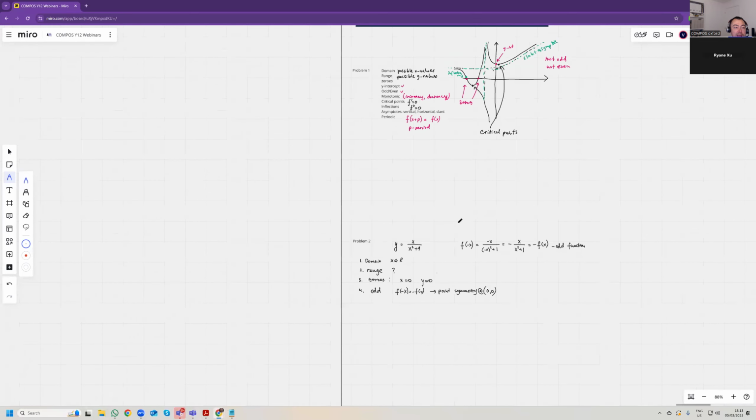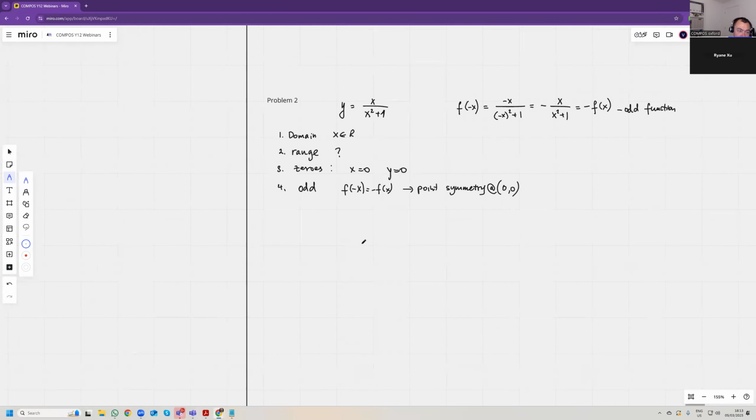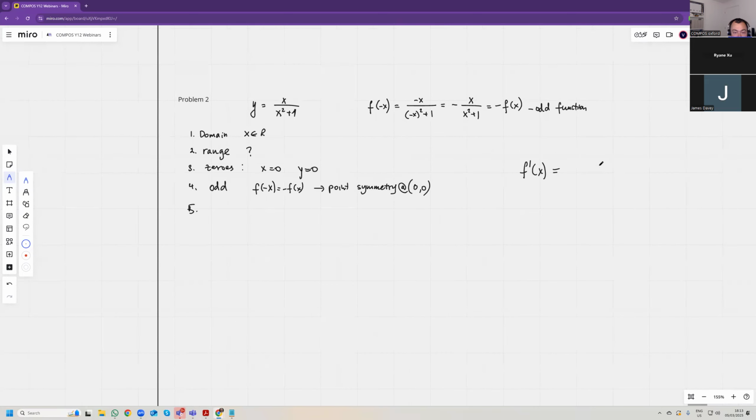Okay, then monotonic. To work out whether the function is monotonic, we have to find the derivative. So we find the derivative, and you have to use the quotient rule here. So it's going to be 1 multiplied by x squared plus 1 minus x multiplied by 2x, over x squared plus 1 squared.